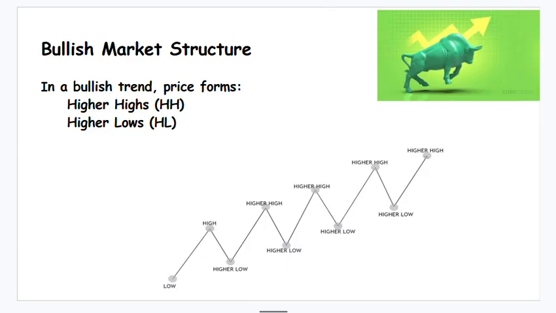In a bullish trend, bullish means you're looking for buys, right? Remember to check out that opportunities to look for buys lesson. In a bullish trend, price forms higher highs and higher lows. So let's take a look at the higher highs and the higher lows. As you know, it's called a higher high and higher low because the new high was higher than the previous high. It's called a higher low because the new low is higher than the previous low.